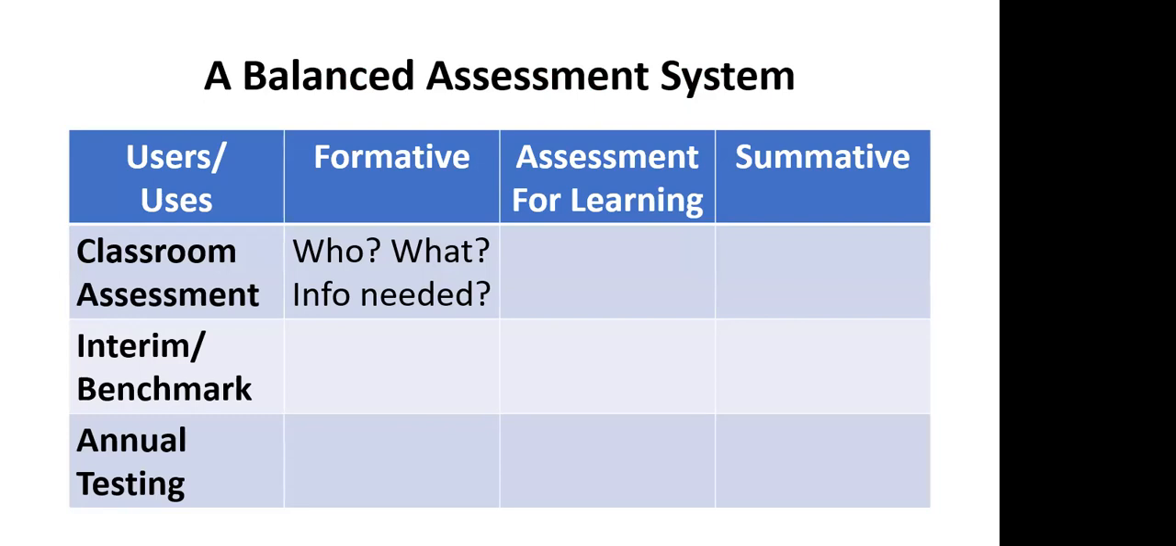The user categories are there. Users are classroom level users, students, teachers, parents, interim benchmark users, and annual users, crossed in this chart with formative, assessment for learning, and summative reasons for assessment. And what results here is 9 cells of a table, each of which, you will see if you look at it, identifies who the key decision maker or makers are, what key decisions they need to make, and what information they need.